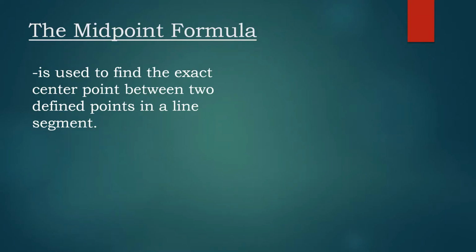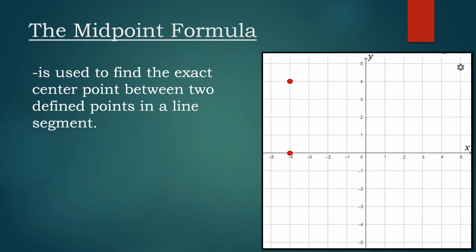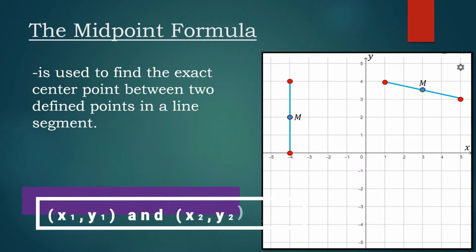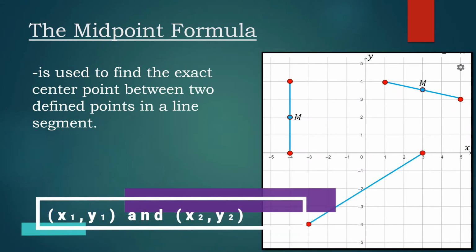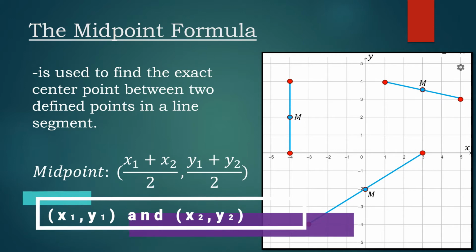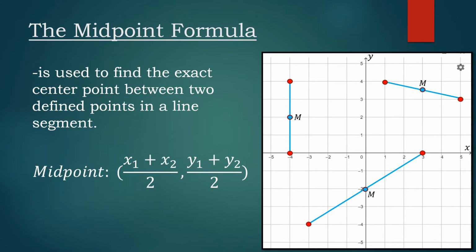The midpoint formula is used to find the exact center point between two defined points in a line segment. The midpoint between 2 points (x sub 1, y sub 1) and (x sub 2, y sub 2) is expressed in this formula. The first one is just the average of the x coordinates, so you have (x sub 1 plus x sub 2) divided by 2. And for the y coordinates, we have (y sub 1 plus y sub 2) divided by 2.